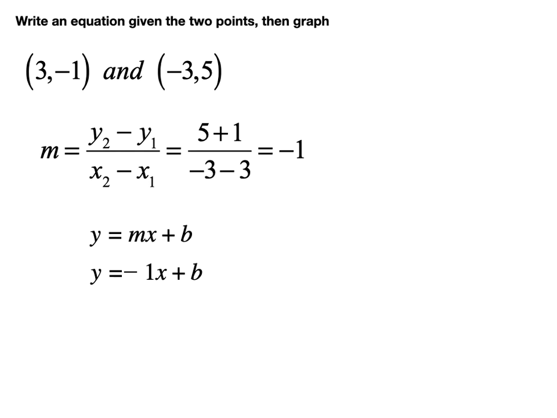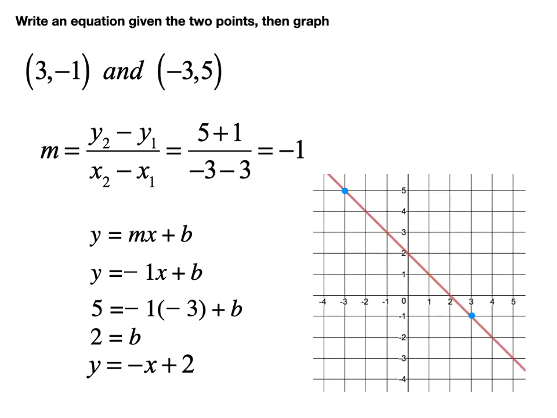It looks like I have 3 unknown variables, but actually I'm only trying to solve for b. I already know what x and y are. It's either going to be 3, -1 or -3, 5. It doesn't matter which point you pick, but let's go ahead and fill in that x and y value and now solve for b. -1 times -3 is a positive 3. You want to subtract that from both sides, so you end up getting b equals 2. And the equation then is y equals -1x, or just -x plus 2. And here's what the graph looks like.